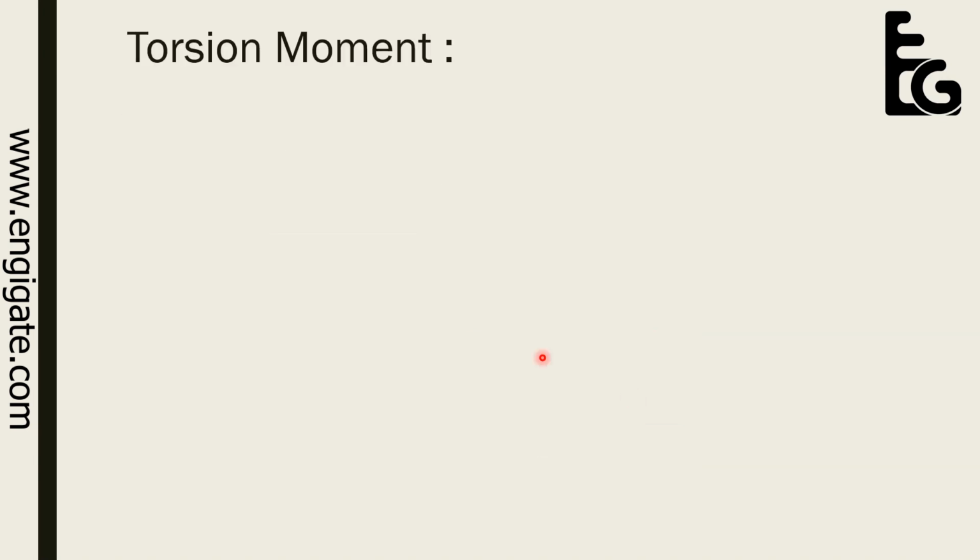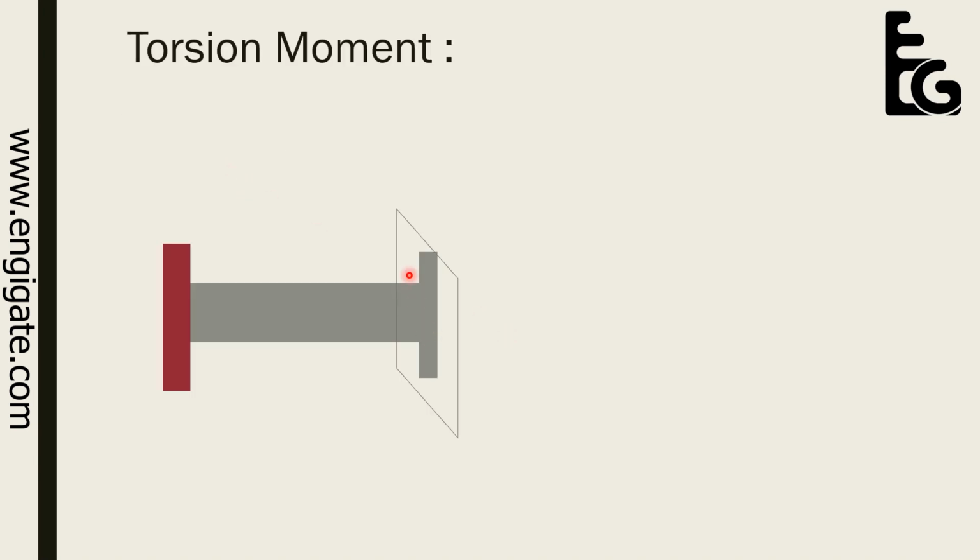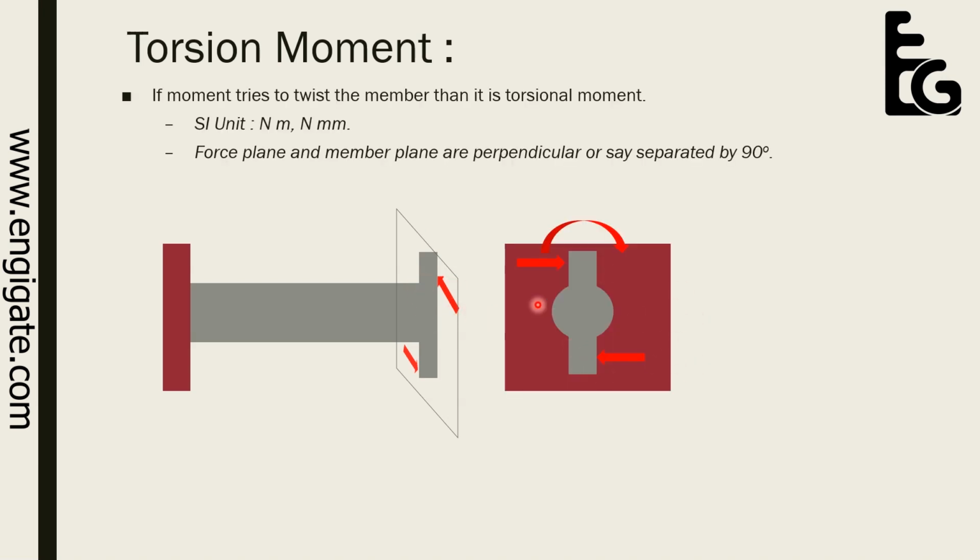Torsion moment. When we are applying load in plane which is perpendicular to the member plane and parallel to the plane of cross section area like this, equal and opposite direction force which are apart from each other, it will try to twist our beam in clockwise direction. When we are seeing it from the right side like this, it will try to twist beam in clockwise direction. Member plane and force plane are perpendicular to each other.